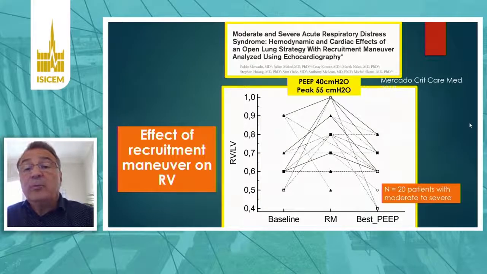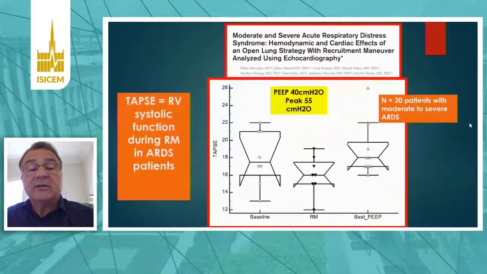So when you apply a very high pressure, you should open the lung before, to avoid any hemodynamic impairment. And another example, in 20 patients with the assessment of the TAPSE, which is a surrogate of the systolic function of the right ventricle, you see again that the recruitment maneuver dramatically decreases the systolic function of the right ventricle, but after applying a high PEEP after the recruitment maneuver, look at that, we have the same TAPSE as previously, but with a much higher PEEP than at the baseline.